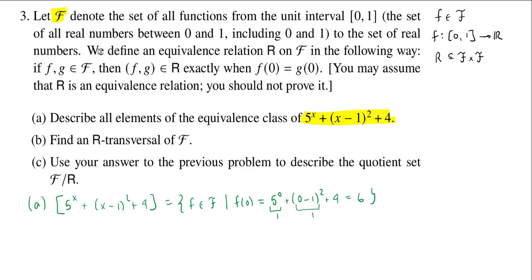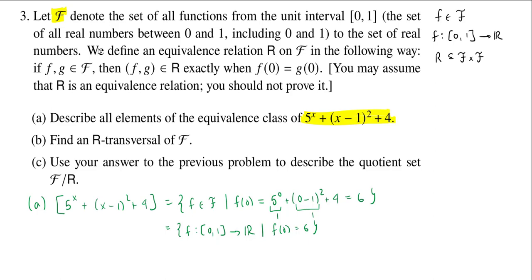Okay, so there we go. If we wanted, we could rewrite it a little differently. We could say this is all functions from 0, 1 to R such that f of 0 equals 6. And that's the best we can do. There's not a really amazing way of classifying all functions whose value at 0 is 6, so that's about where we have to stop. So this will be the equivalence class of that function.